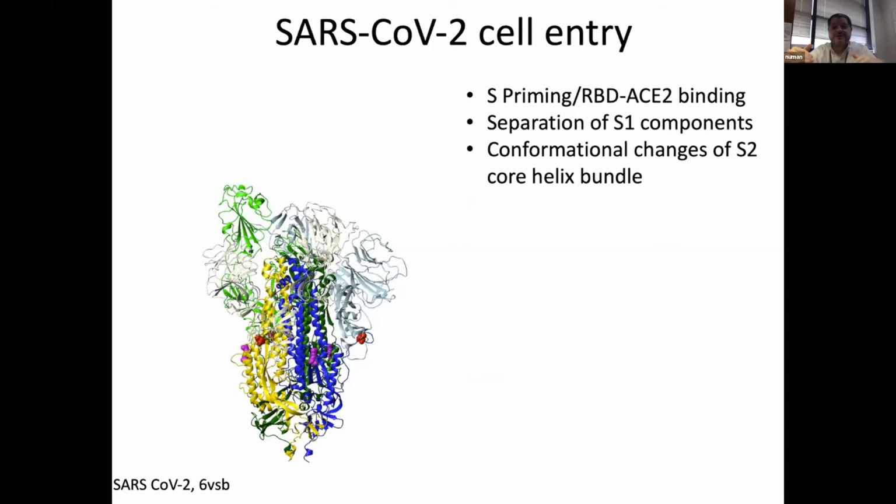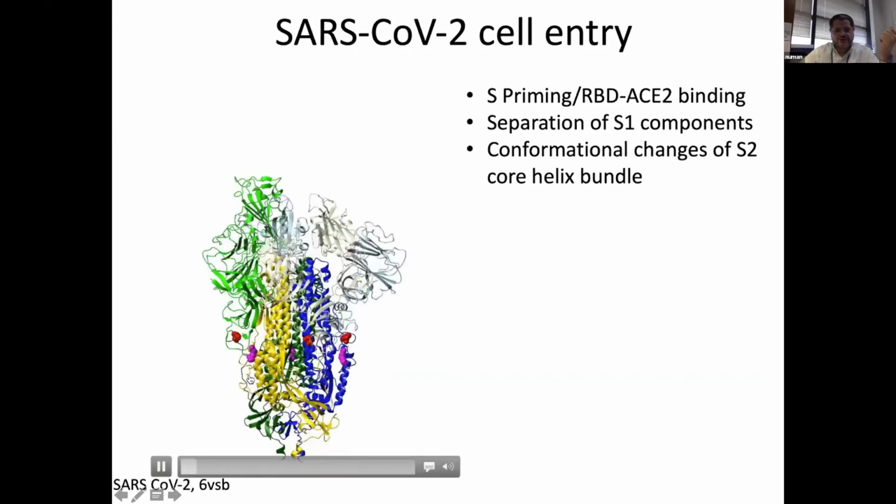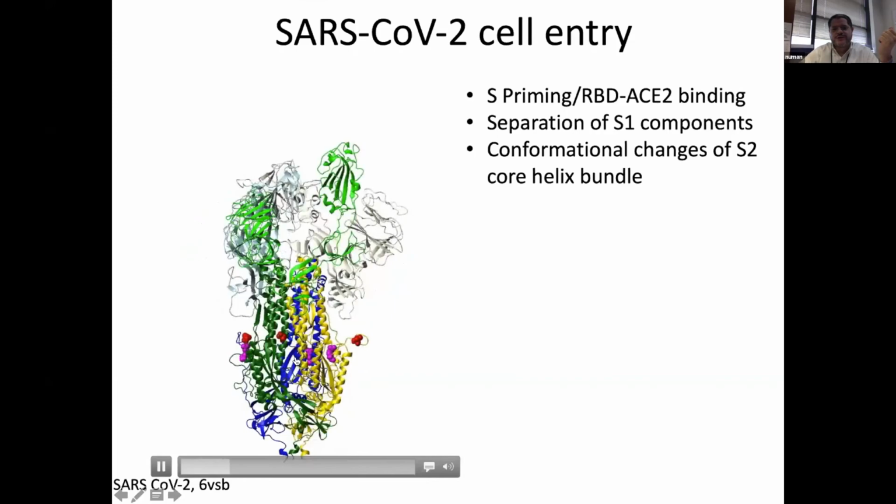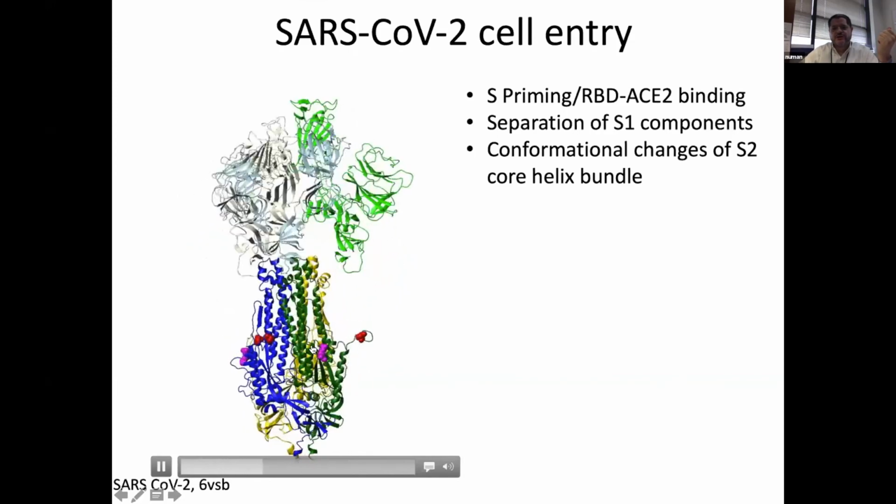the S1 components of the whole trimer need to separate from the S2 so that the S2 core helices are free to change their conformations and form the super long helix that will poke later on into the host cell membrane.